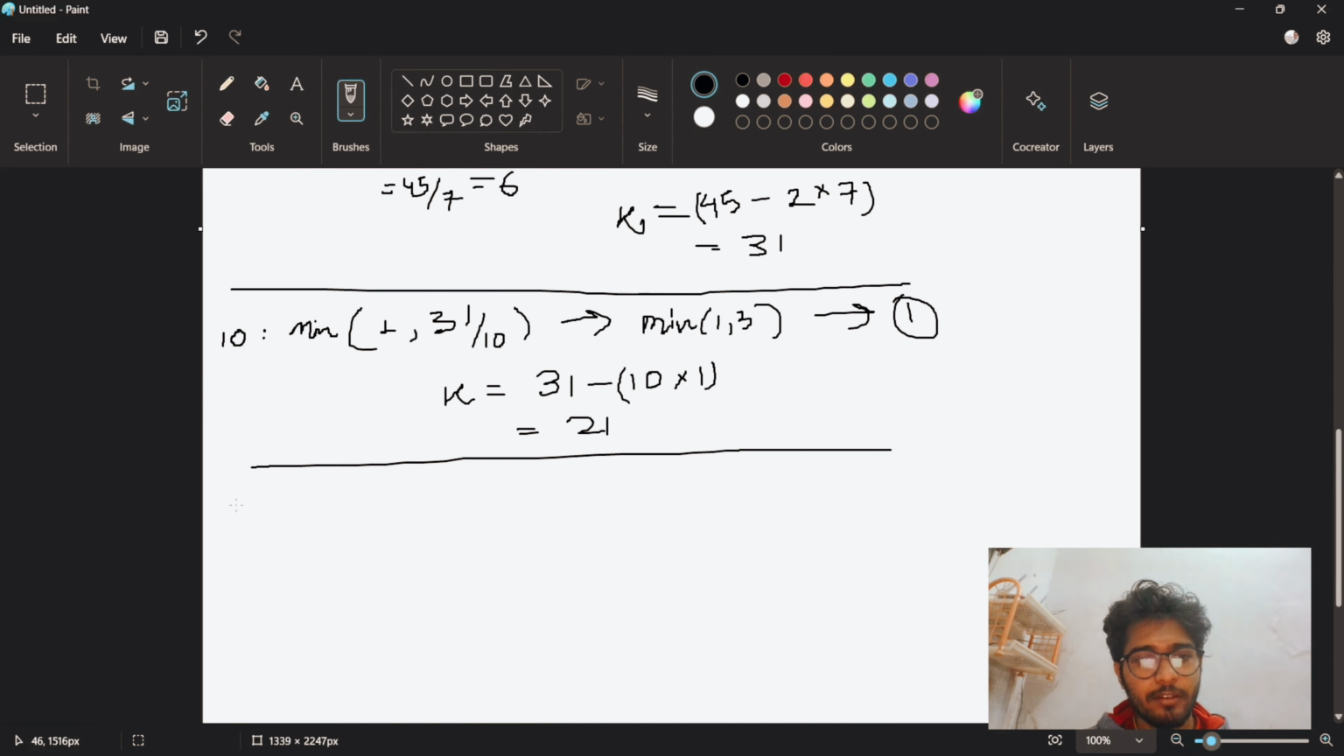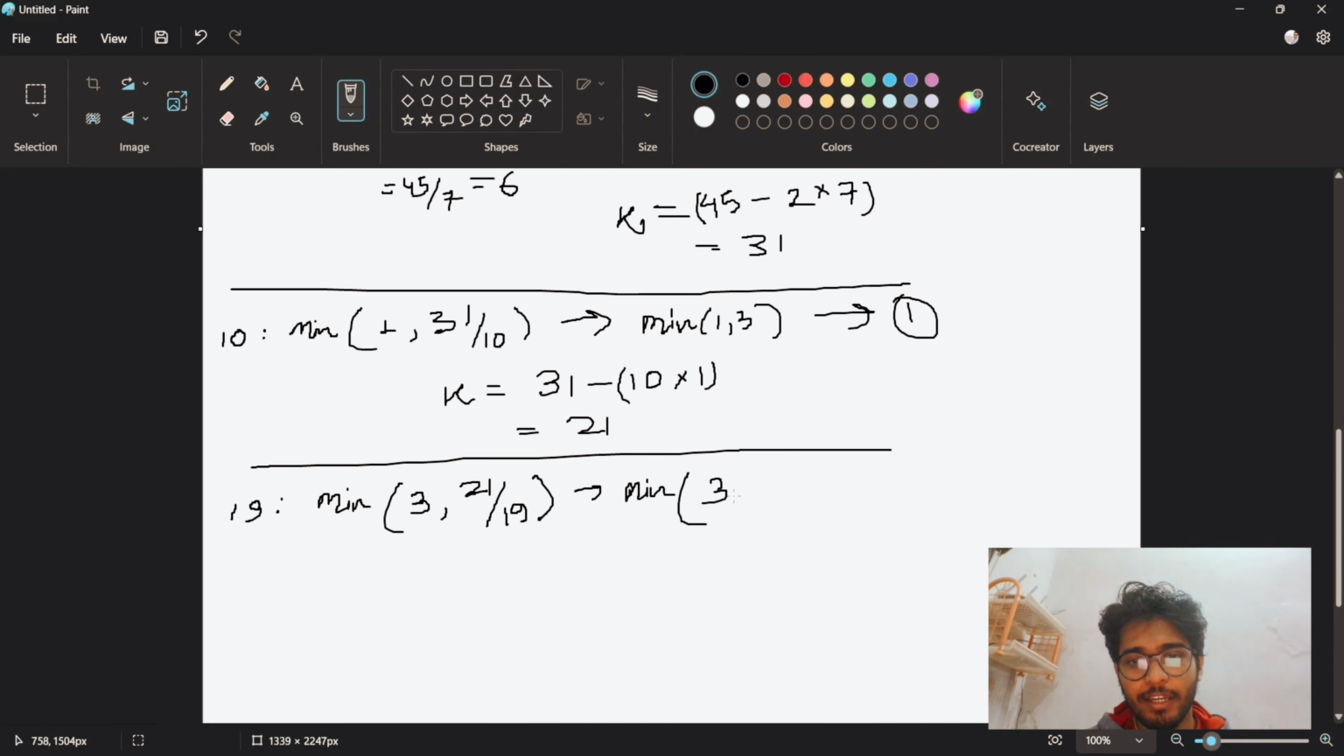Now coming to the third day, when the price of each stock was 19. So we will again calculate in the same way the minimum between the number of stocks available, that was 3. On the third day we can buy a maximum of 3 stocks, and the maximum number of stocks we can buy with our balance amount, which is 21, divided by the price of the stock.